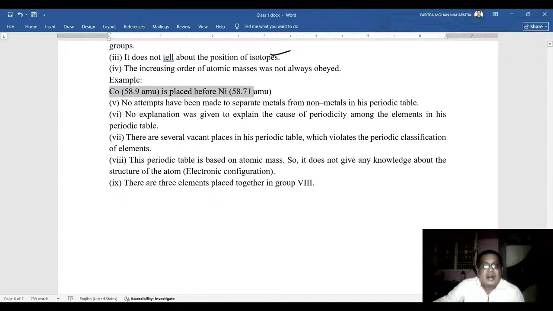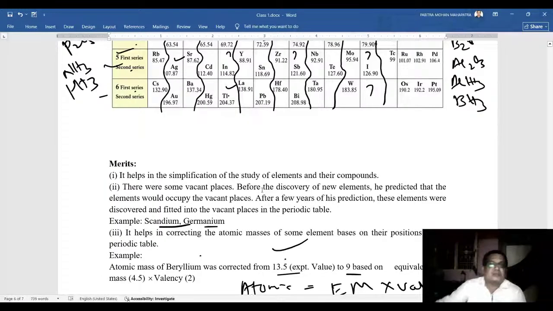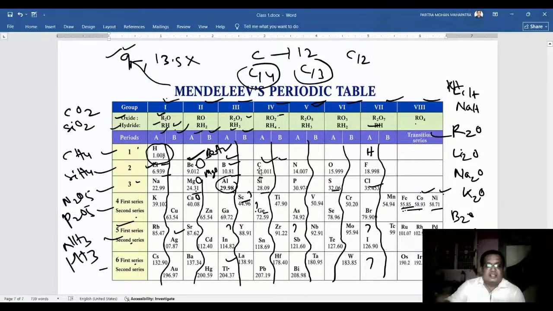No attempt has been made to separate metal from non-metal. Only you can think about the oxide and hydride. There is a mixing of metal and non-metal. Let me say, think about this, you can see. Look at that.